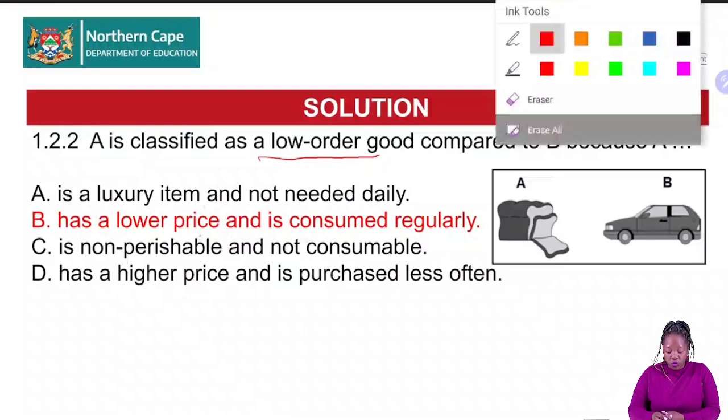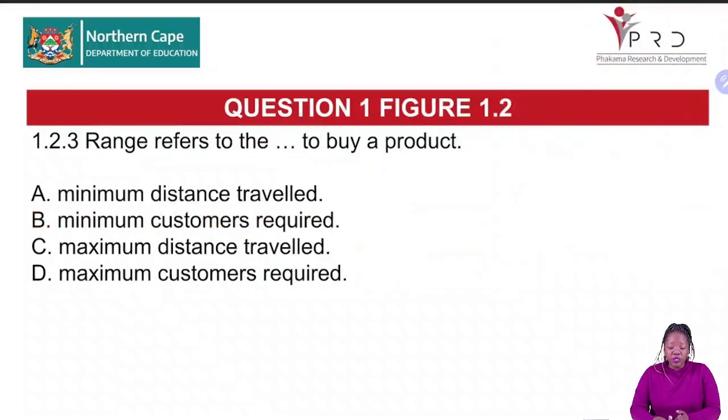Then we're moving to question 3. So your question 3, range refers to buying a product. So again, your option A up until option D. So another 1 minute, and then after we proceed to the corrections.